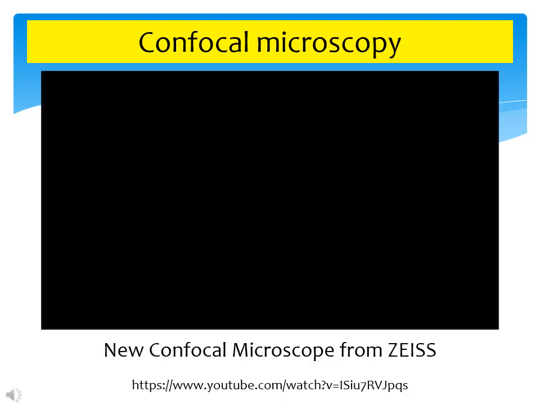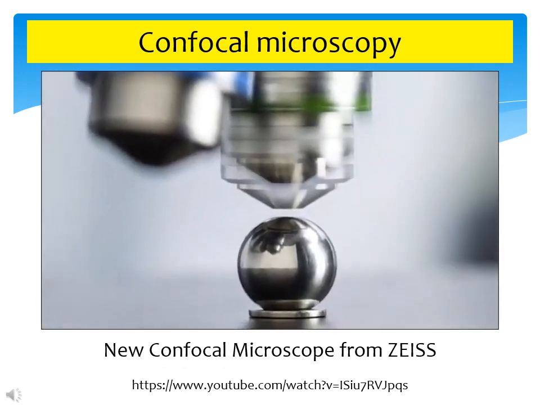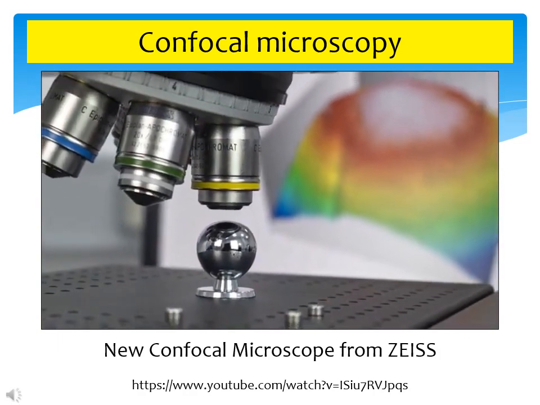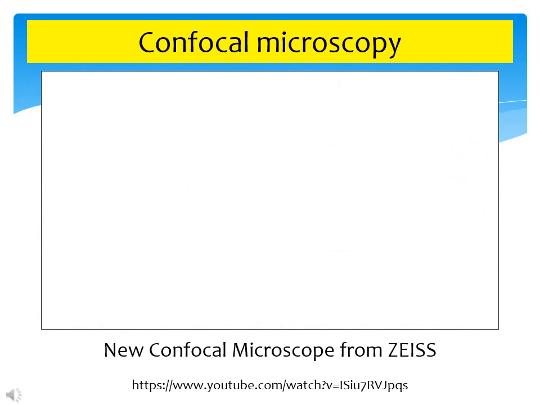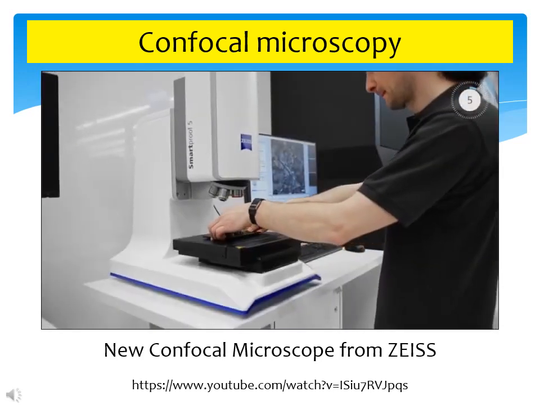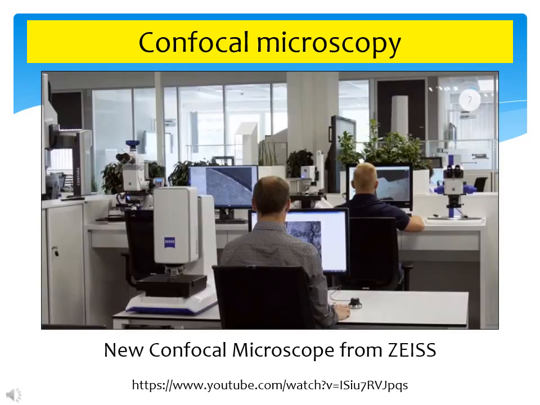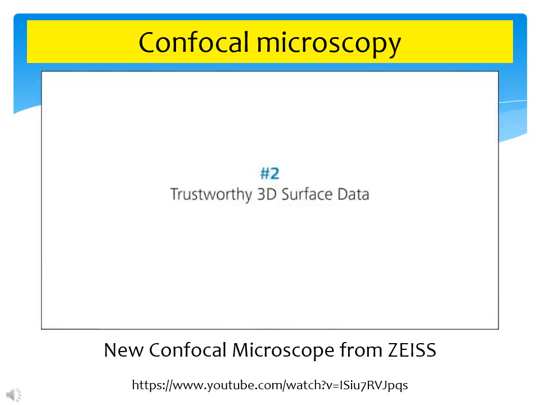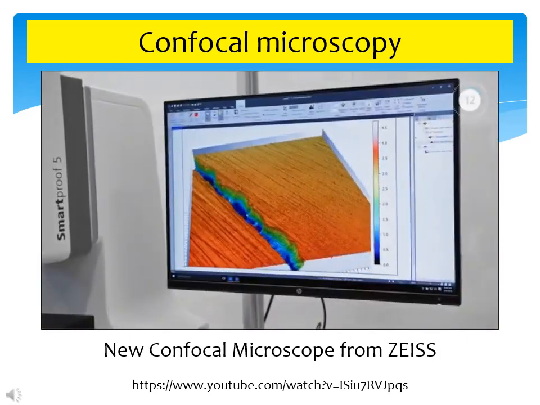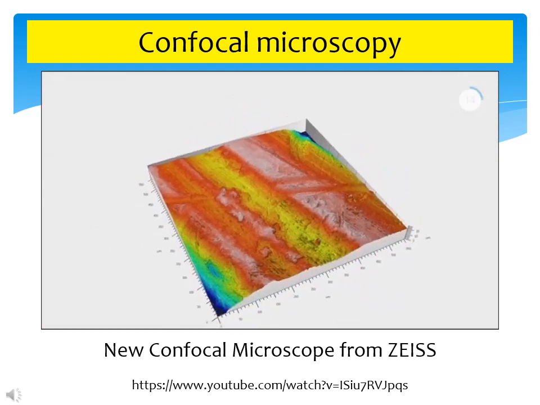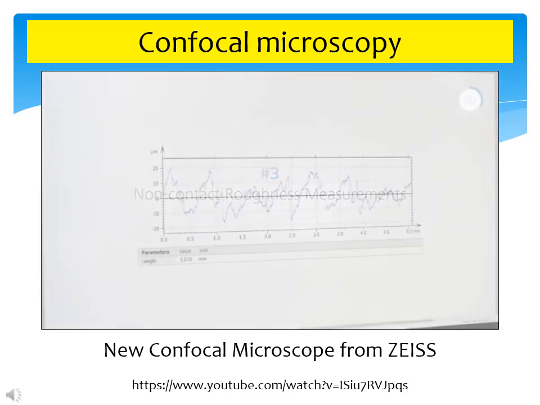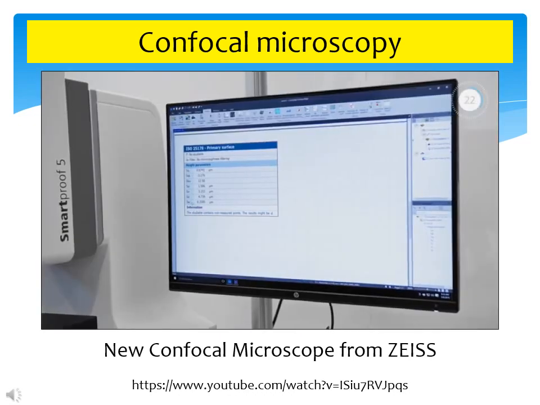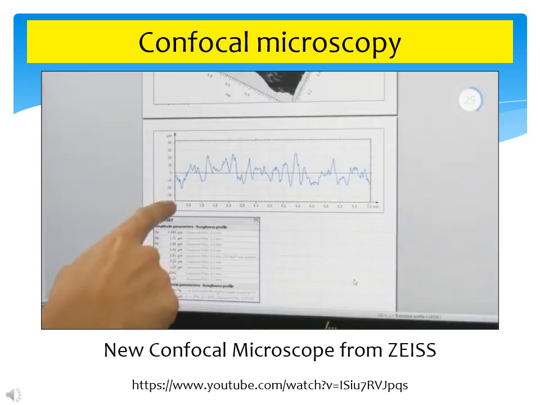Now, we go to a new model of confocal microscopy from Zeiss. SmartProof 5 Wide Field Confocal Microscope. 10 highlights in 90 seconds. Combine fast topography measurements with simultaneous wide field imaging and documentation. Acquire 3D images of surface structures and evaluate the raw, unprocessed data for results you can trust. Analyze surface roughness optically, without contacting or damaging the sample surface.